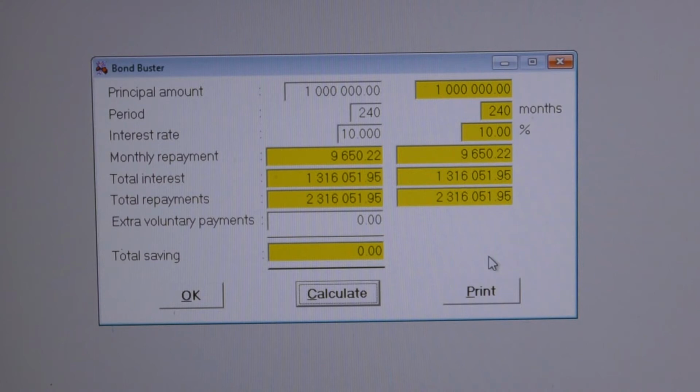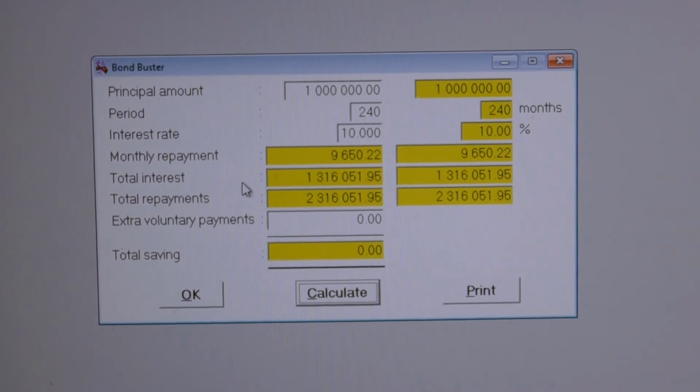The second loans calculator is a bond buster calculator, which shows how much can be saved by paying extra on top of the regular monthly repayment. Our example shows a loan of 1 million Rand taken over 20 years at 10% interest. The calculator shows the total interest and total repayments. We can see that with interest we will be paying over 2.3 million for our 1 million Rand loan.